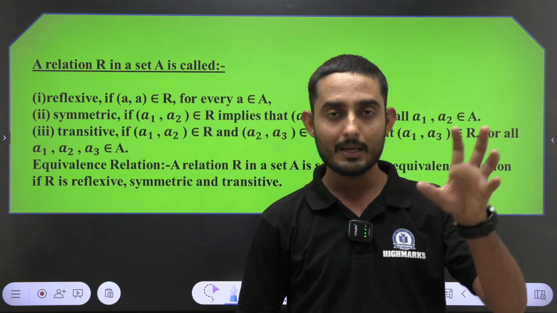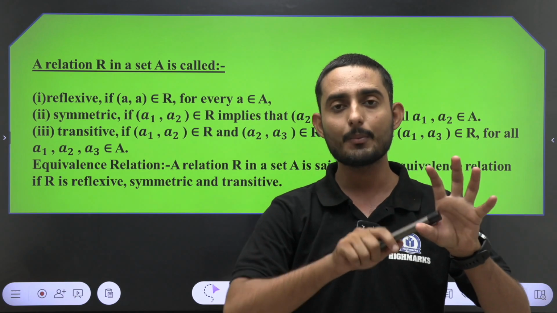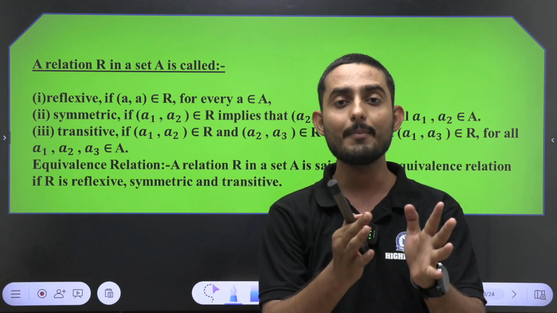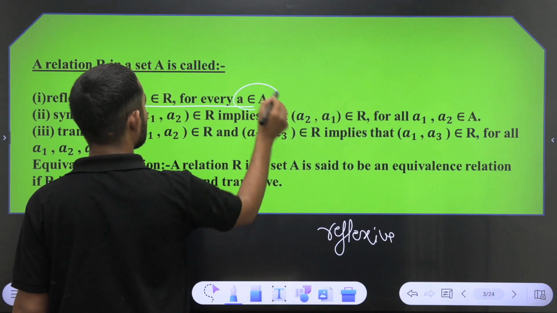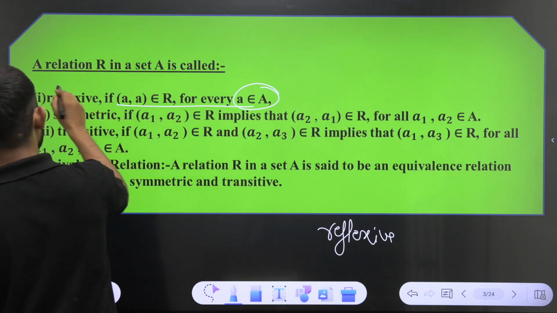That means if A is coming into the relation, then the reflexive relation of A will be A. That means (A, A) belongs to R. So if (A, A) belongs to R for every A belongs to A, this condition is known as reflexive relation.